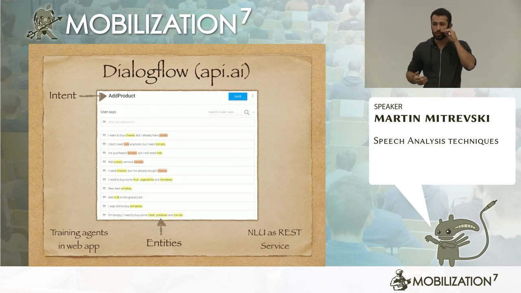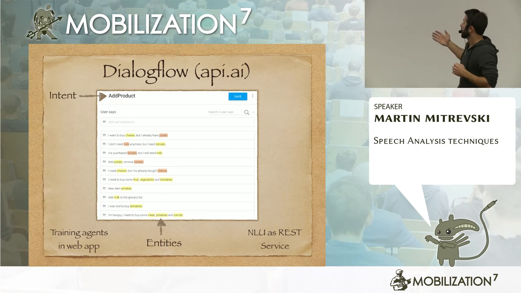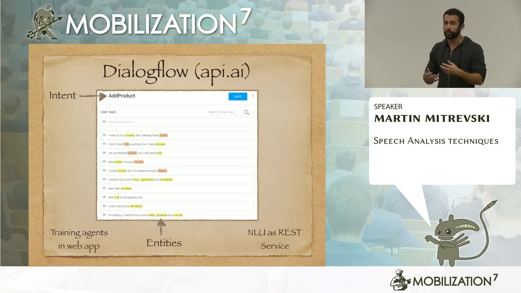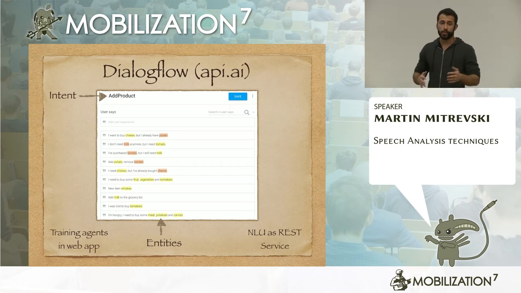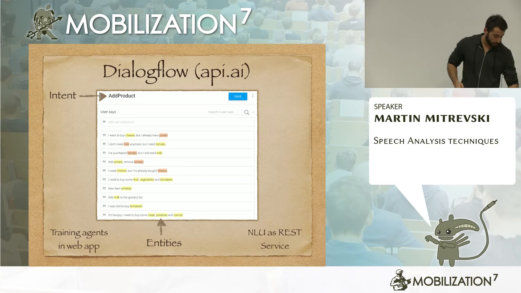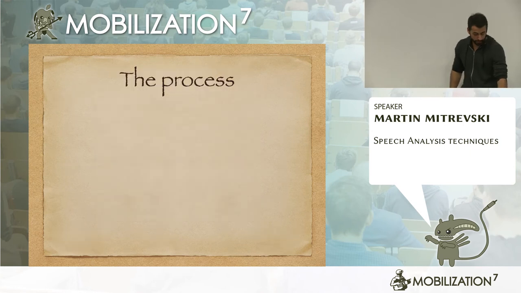So you don't need to do an application update. You can do this on the backend, and all the infrastructure, the data storage, everything is handled on the API.AI side. So it's really useful.